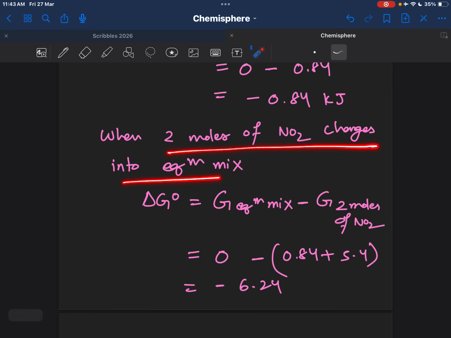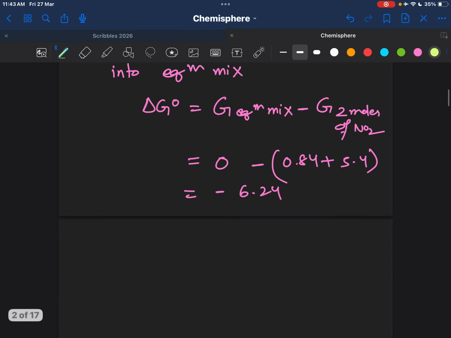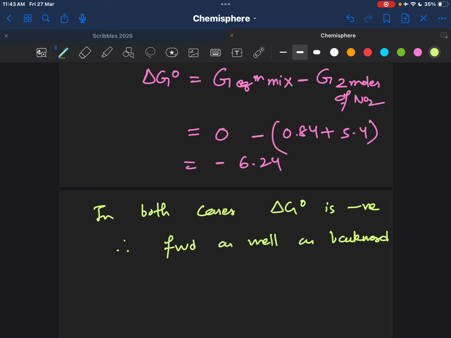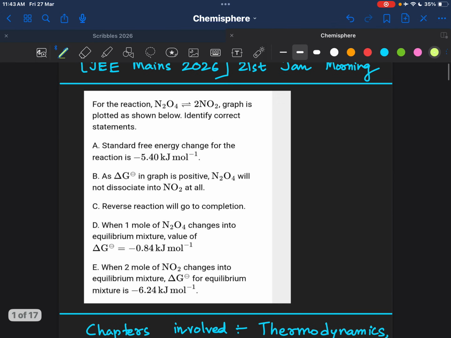When 2 moles of NO2 changes into equilibrium mixture, that is the backward reaction, for that also delta G naught is minus 6.24. So in both cases delta G naught is negative, so therefore the forward as well as the backward reaction is spontaneous, till the moment they reach the equilibrium mixture. Okay, so let us look into the options.